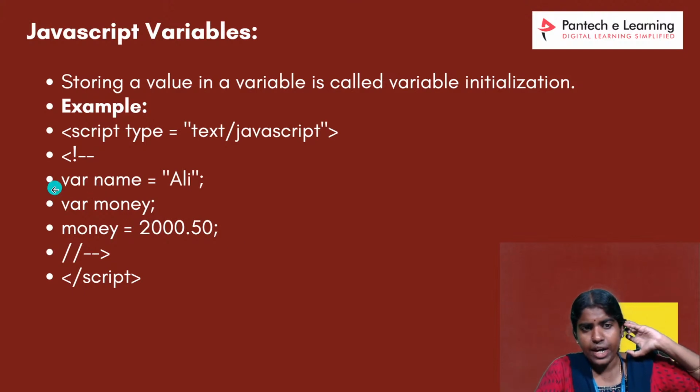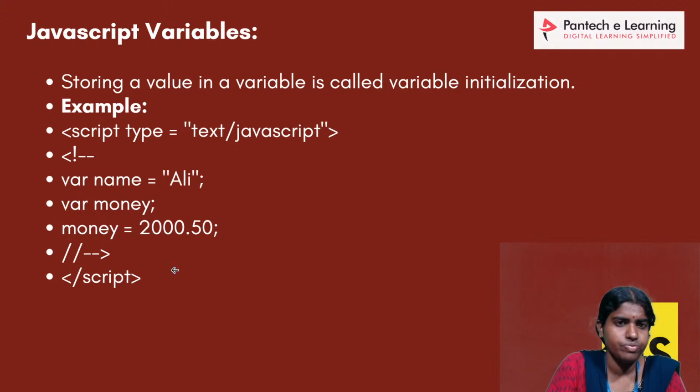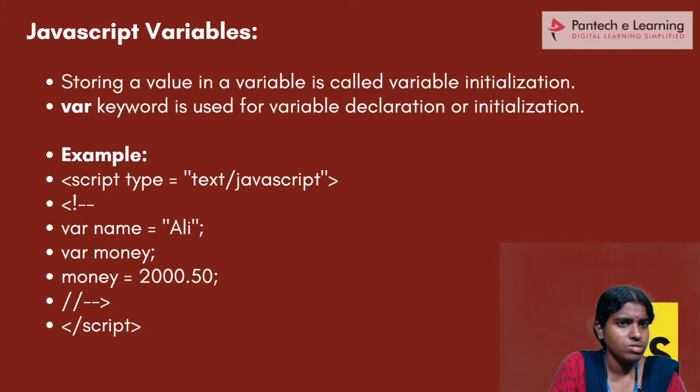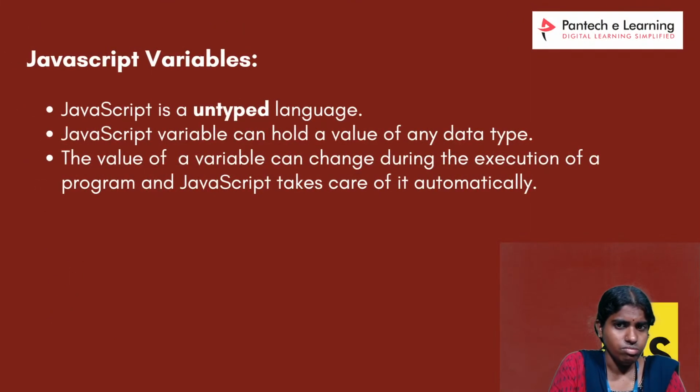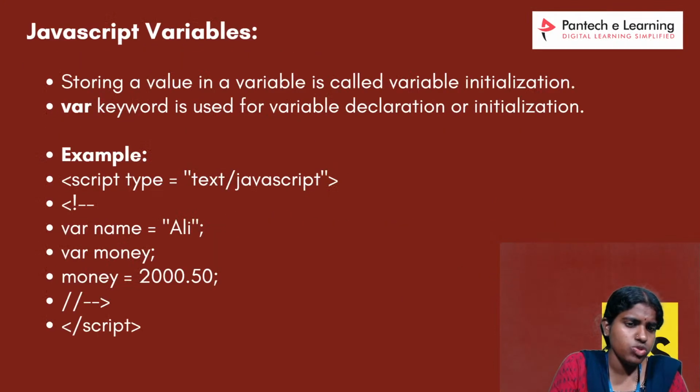And if I want to declare any variable, I should have the var keyword followed by the name of the variable. So name equal to, within double quotes, whatever is the student name or patient name, I have to give the corresponding name, and I am initializing this variable. For example, if I want to hold some money value, money equal to whatever is the amount, I should store the corresponding amount here. Clear with this? So what is the use of variables, and this is how I can initialize any variables.